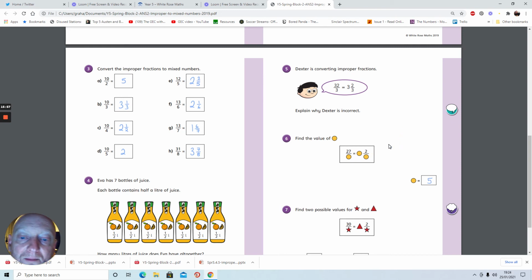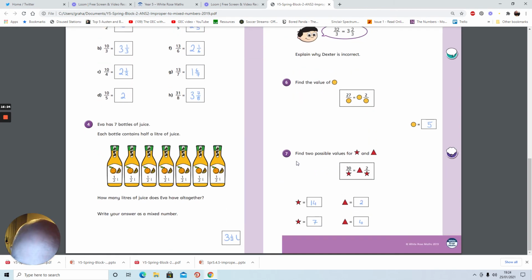So then you think about it, and actually there can only be one number. It can only be 5, can't it? So how many 5s are in 27? 5, 10, 15, 20, 25. So you put 5 in there, 5 whole ones, and then there's 2 left over, because from 25 to 27 it's 2. So 5 and 2/5. The number for each of those is 5.